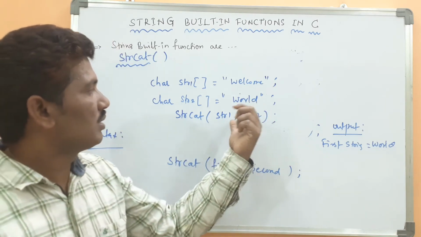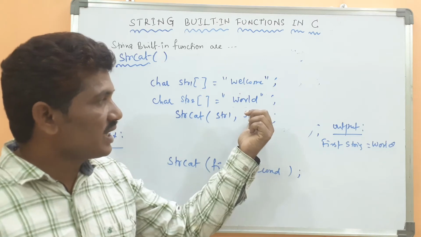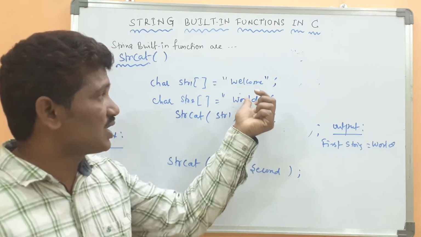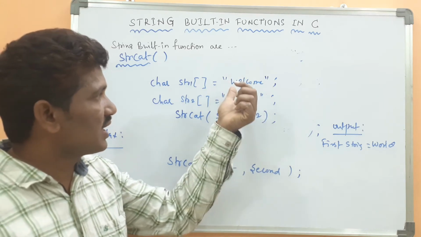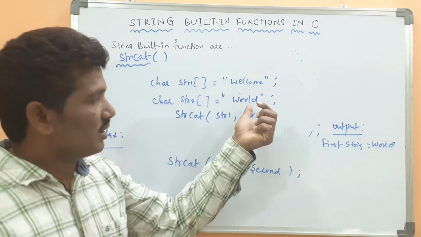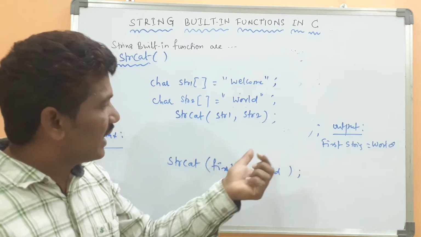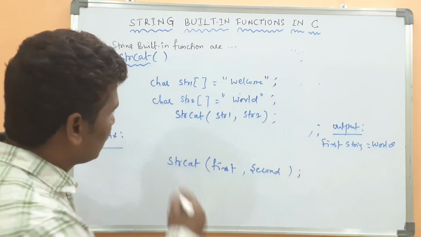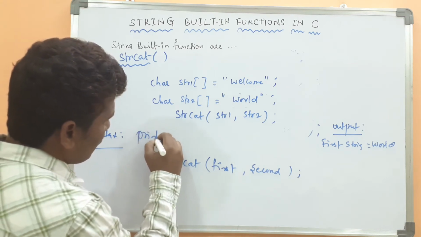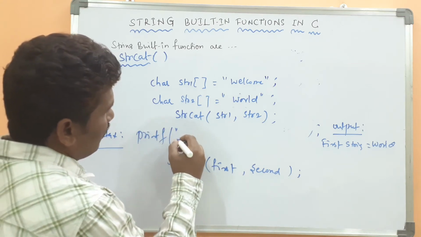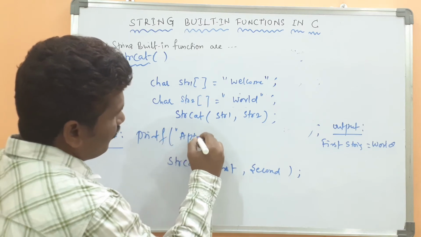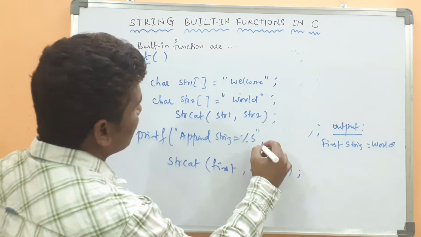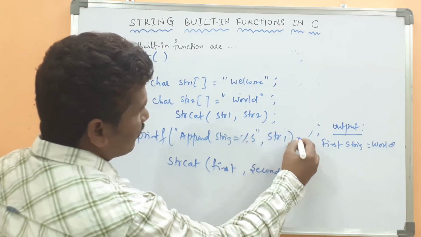Then the second string is appended at the end of the first string. The second string is world only, but the first string is welcome world. The string 2 is appended at the end of the first string only. Please listen carefully, don't confuse. Then printf, append string equal to percentage s, then str1.